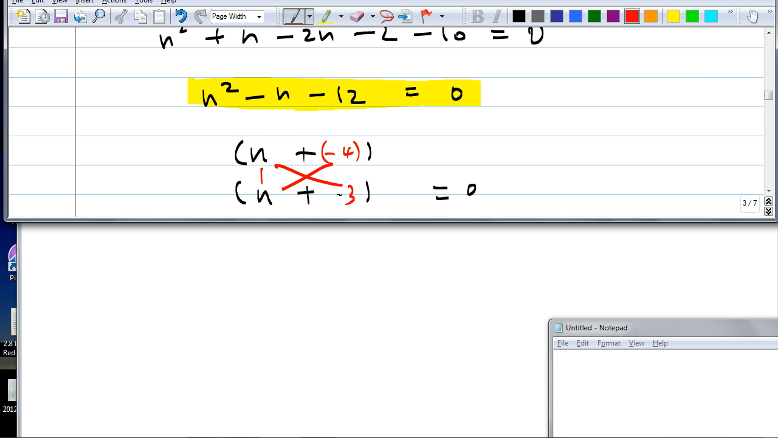Does this work, class? Okay, let's see. N times n, you get n squared, right? What about negative 4 times negative 3? Is that negative 12? Good. So that's good too, okay, but, you know, the most important thing is the middle term. What is n times 3?